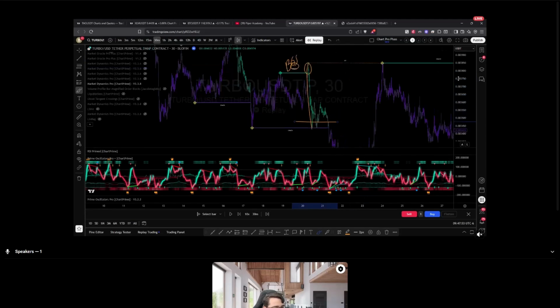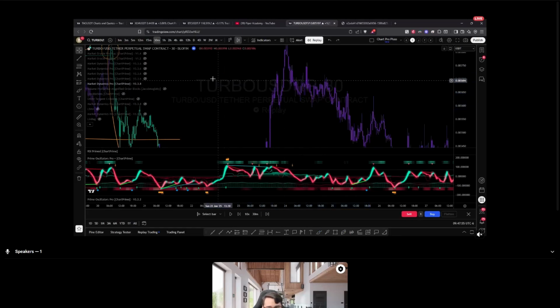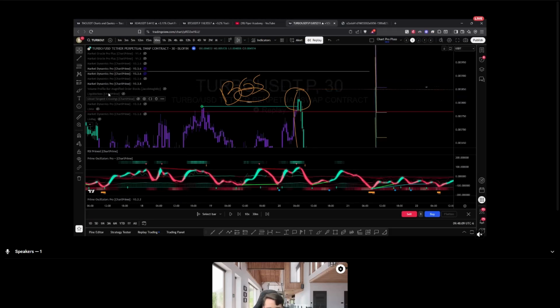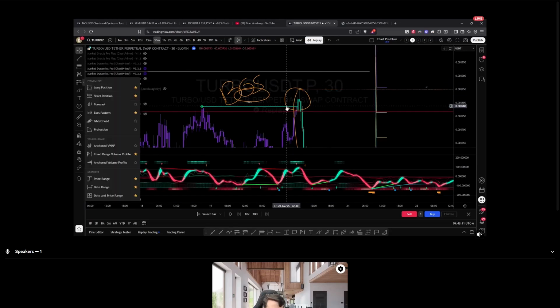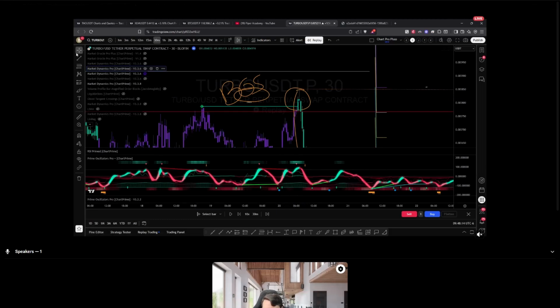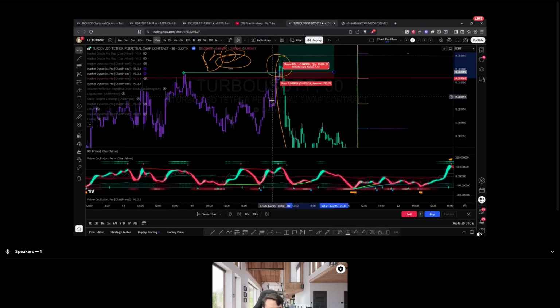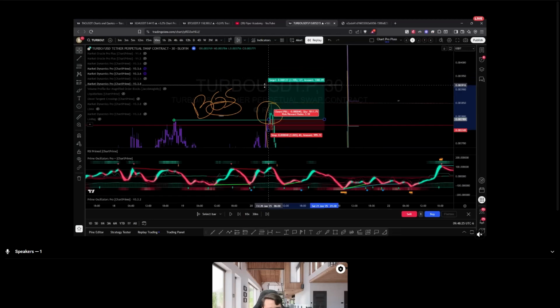So what I need to do is turn on my support and resistances and most likely my predictive ranges. Let's turn on those. So I see that my break of structure is in here. I buy the break of structure. I set my stop loss. What is my stop loss? It's at the very next support right down here. I give myself some wiggle room. I aim for my next predictive range.